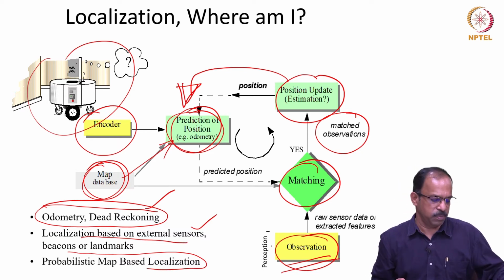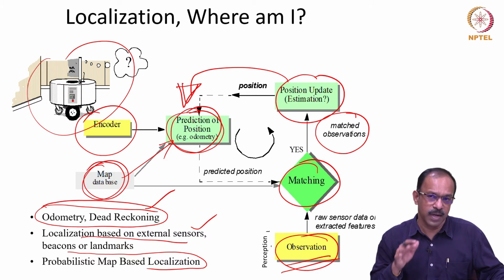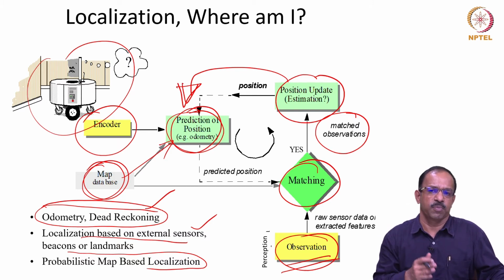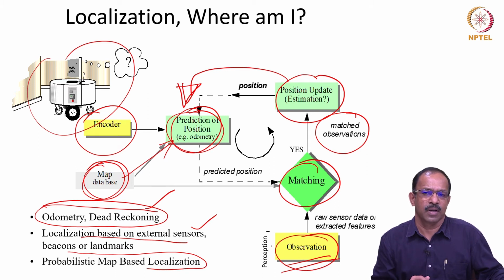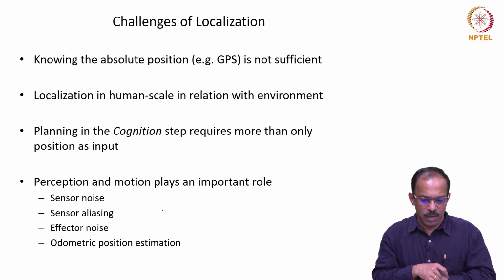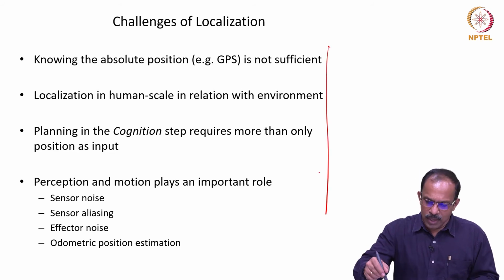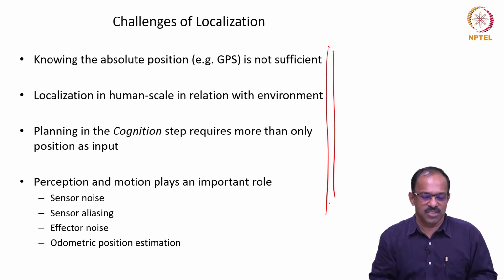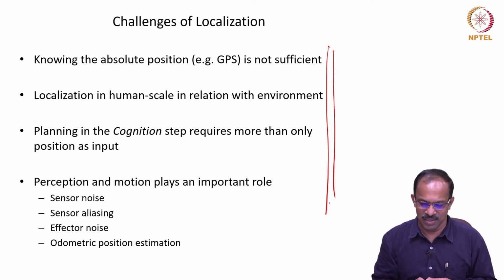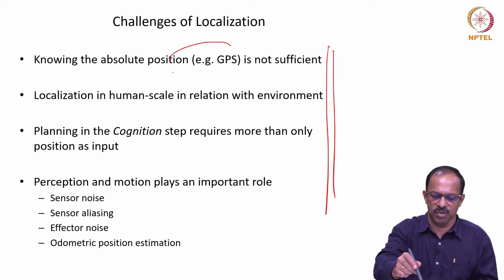So, that is the first step, where we can use the robot's sensor information and then use that information to estimate the position. Okay, so there are many challenges in localization, as I mentioned, because the robot needs to know its local position. Not an absolute position, GPS is not sufficient.